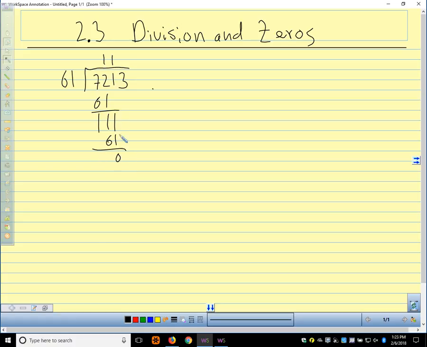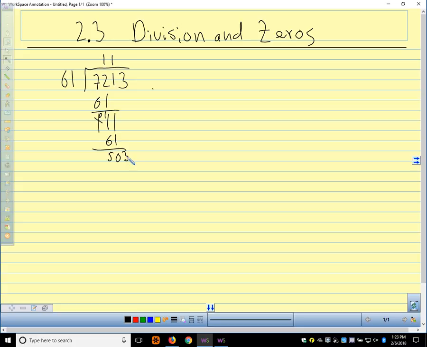1 minus 1 is 0. I have to borrow here, right? So that turns into a 0. That turns into 11. 11 minus 6 is 5. Bring the 3 down.